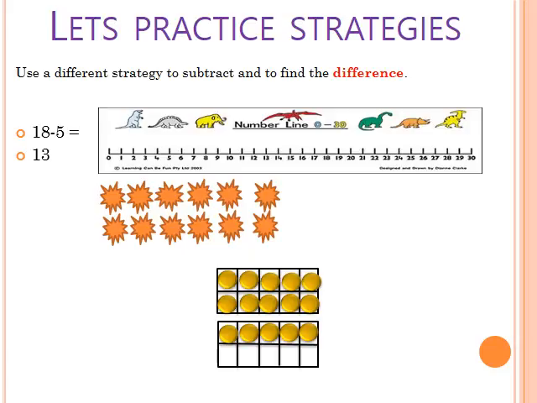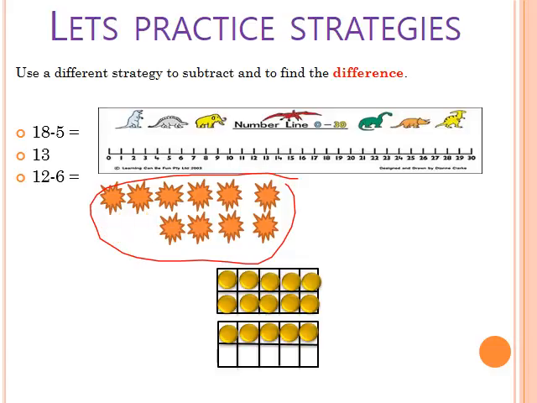Now, what about 12 minus 6? Ooh, here's 12. What happens when we minus 6? We get 6. Our last one, we're going to be using the 10 frames. 9 minus 7.